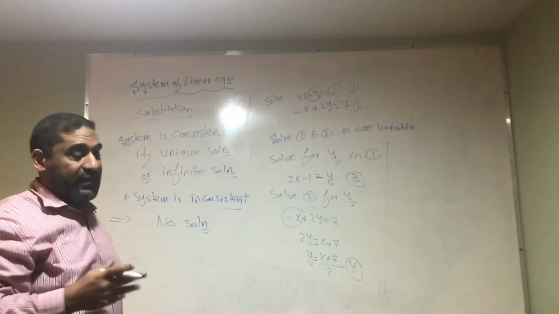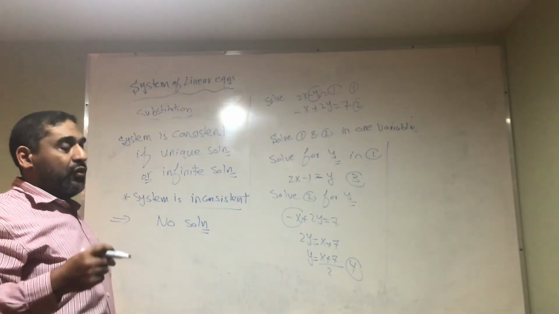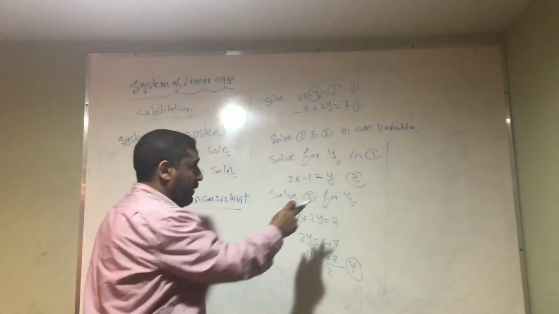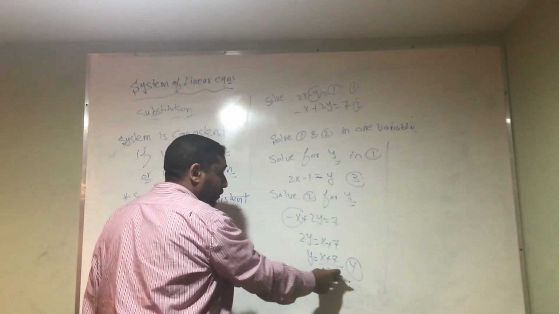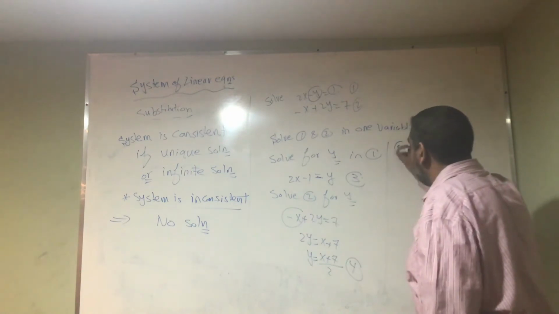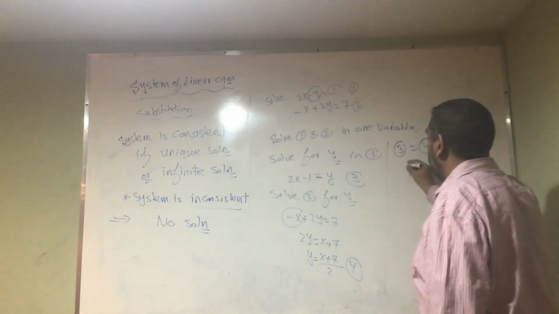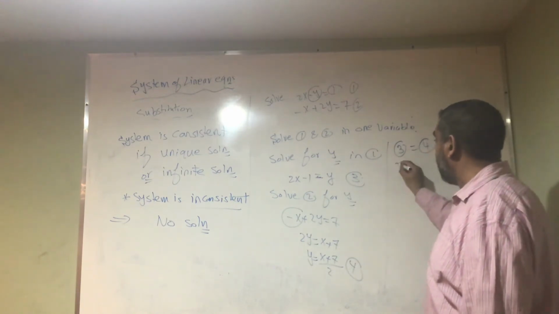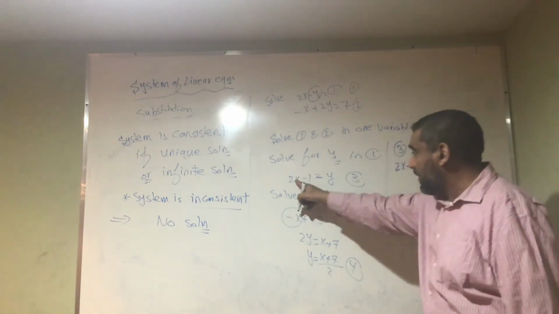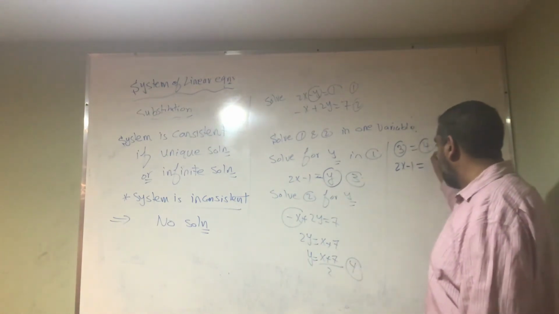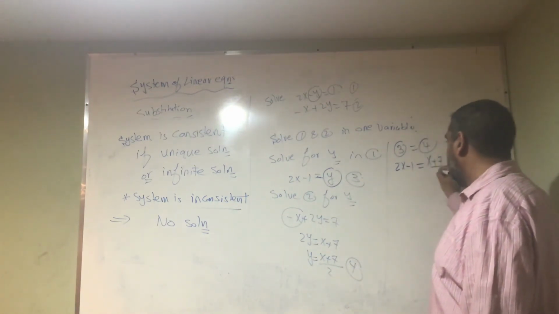So I'm looking for a solution. What do you mean by solution? Solution means the values x and y satisfy 1 and 2. So here, equation number 3, that is y. Equation number 4, that is y. I equate them. Just equate them, because it is the same y. So equation number 3, what is that? 2x minus 1, that is your y, equal to equation number 4, which is x plus 7 divided by 2.